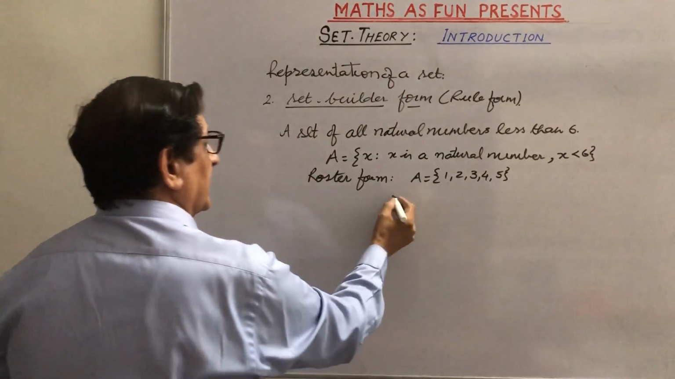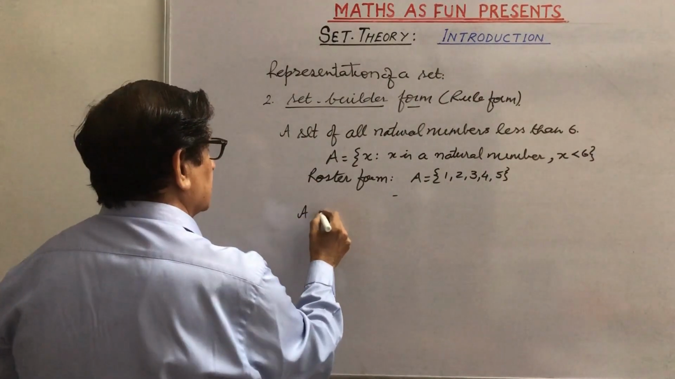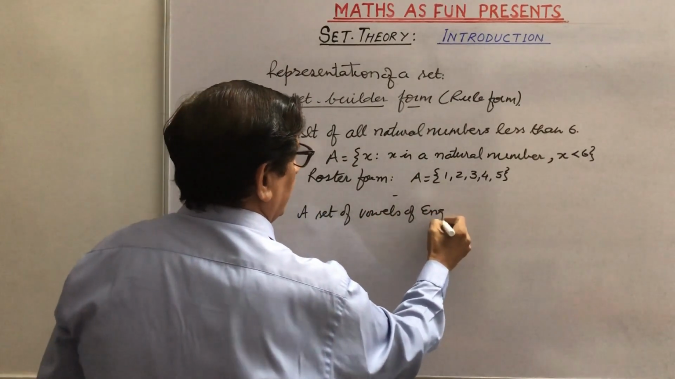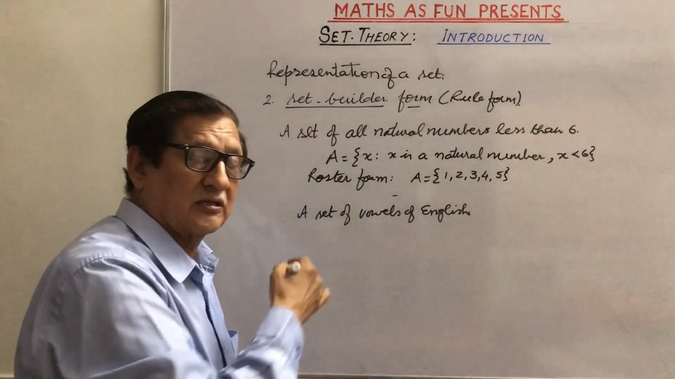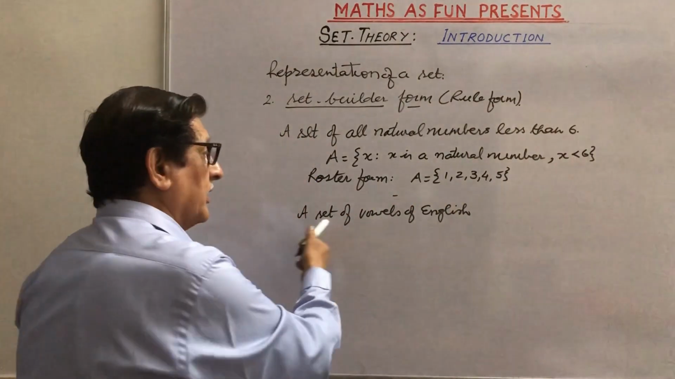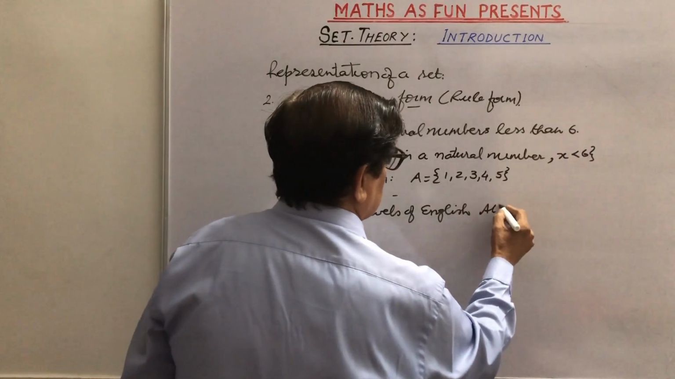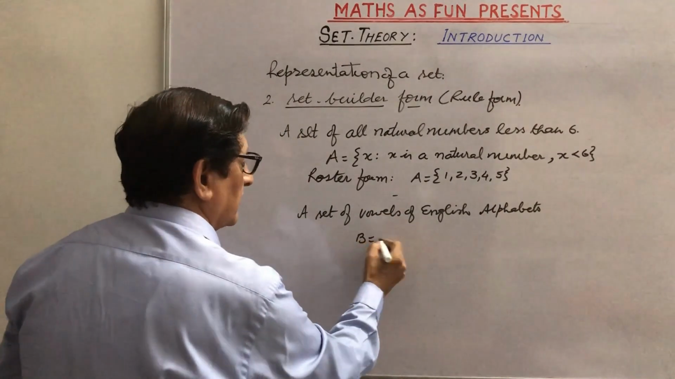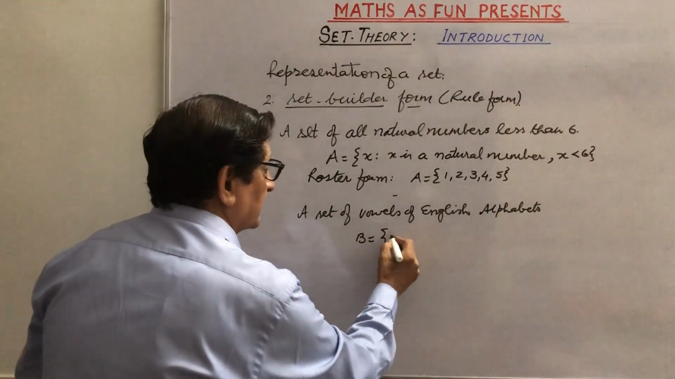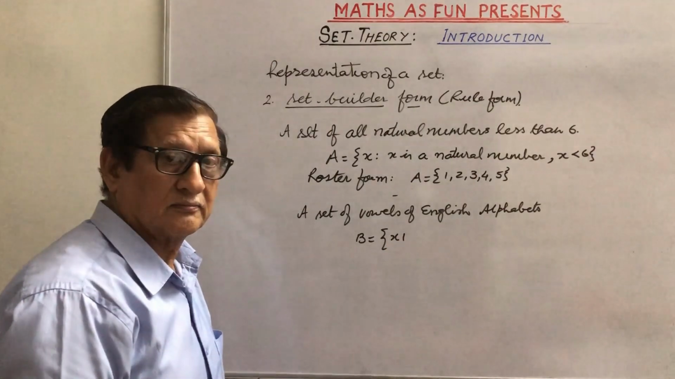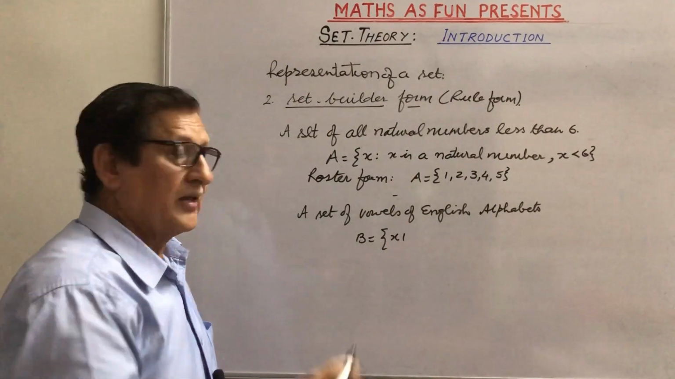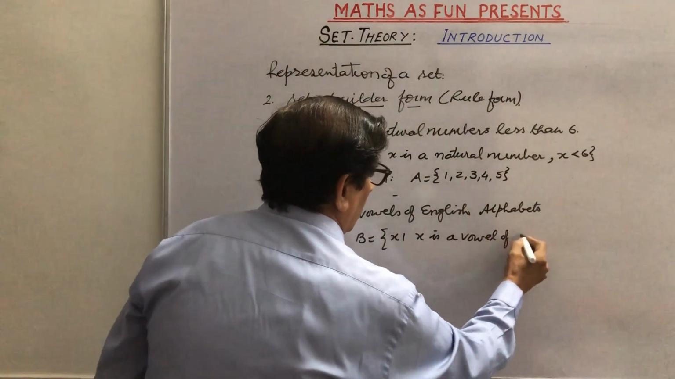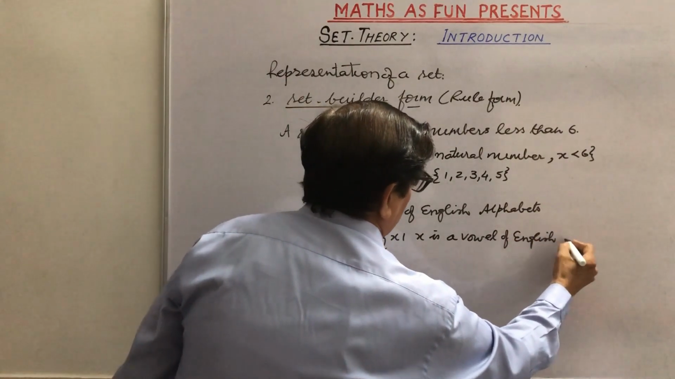Second, suppose we have one more example, that is a set of vowels of English alphabets, as we have taken the second example in the roster form also. A set of vowels of English alphabets. Suppose we write this as set B. Here we will write it as X such that X is a vowel of English alphabets.